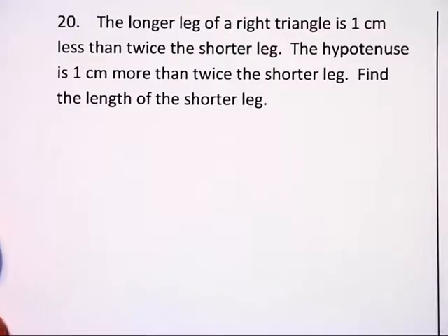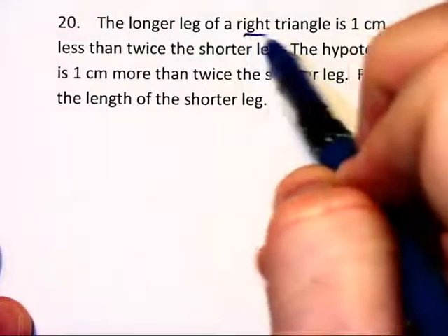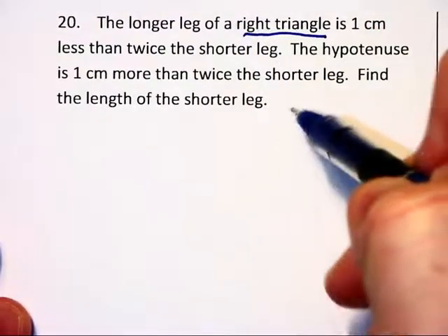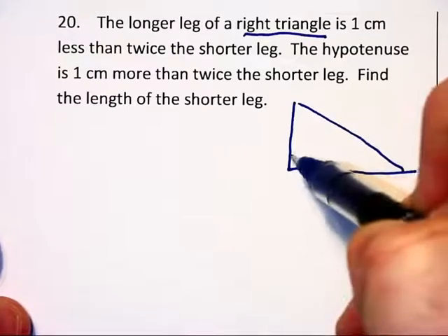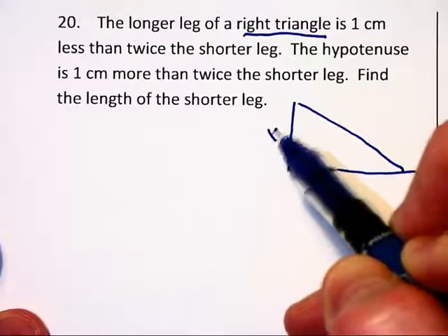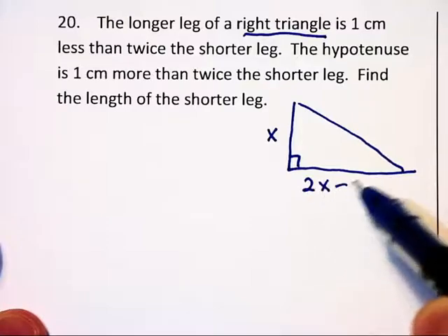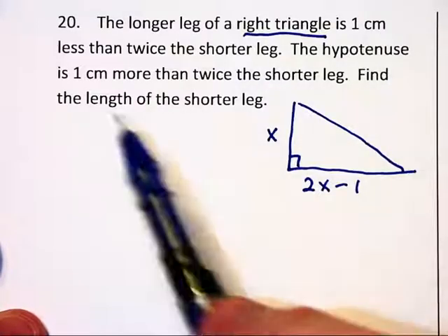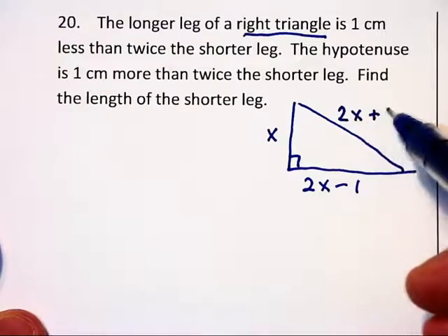The longer leg of a right triangle is 1 centimeter less than twice the shorter leg. Since it is a right triangle, I'm going to draw a quick picture here. Here we go. We've got a longer leg and a shorter leg. The longer leg is 1 centimeter less than twice the shorter. So if the shorter is x, the longer one will be 2x minus 1. The hypotenuse is 1 more than twice the shorter leg, so 2x plus 1.